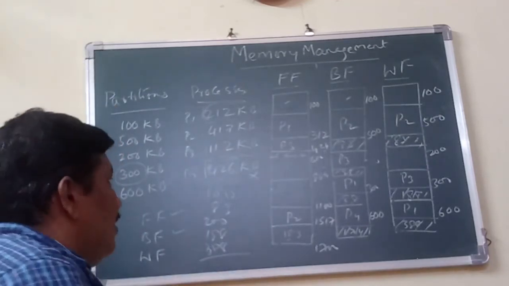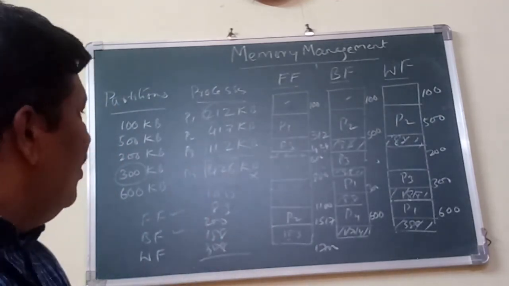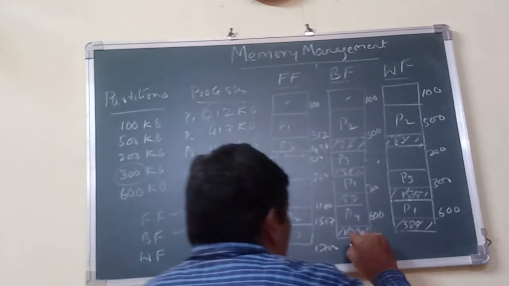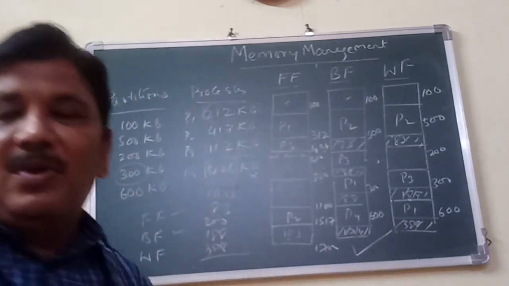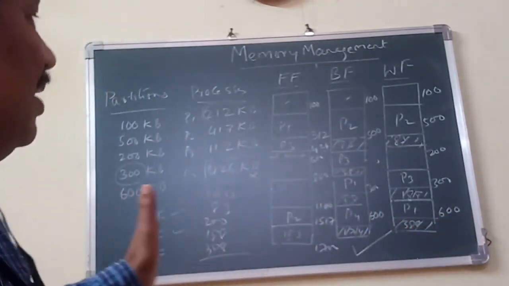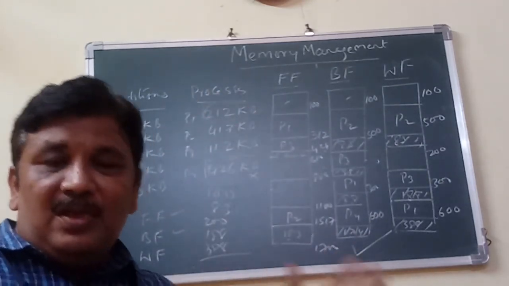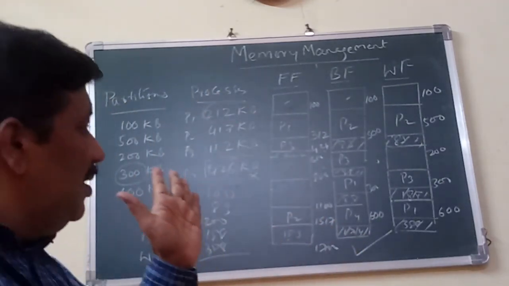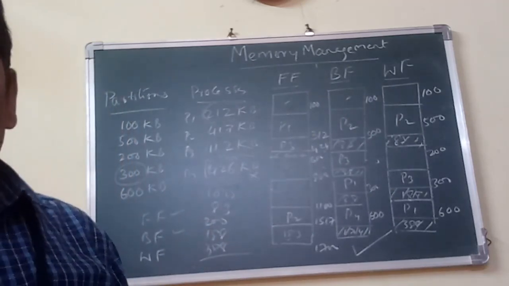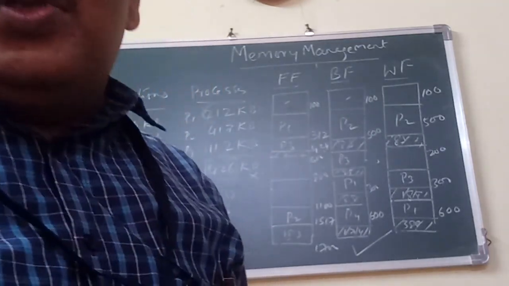So for this example, the best fit algorithm works better because we are in a position to accommodate memory for all the processes, and also the fragmentation is less in this case. Okay, so I will pause this video.